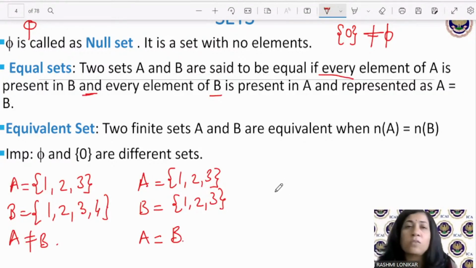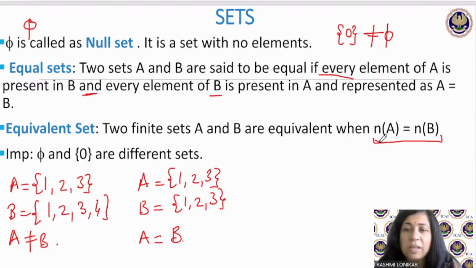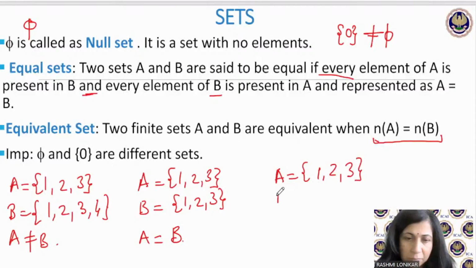Okay. So we have talked about the null set. We have talked about equal sets. Another very important concept is the equivalent set. When the number of elements of A is equal to the number of elements of B, then we say they are equivalent sets. Okay. So A is equal to 1, 2, 3 and B is equal to a, b, c. So these are equivalent sets. Okay.